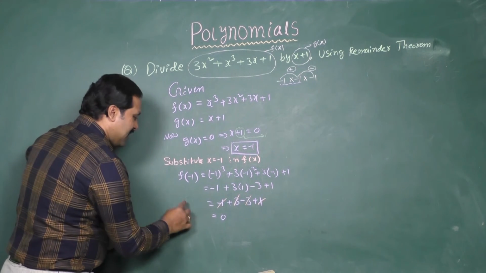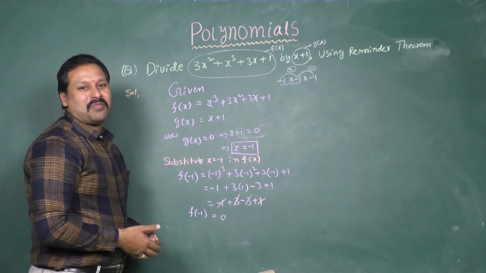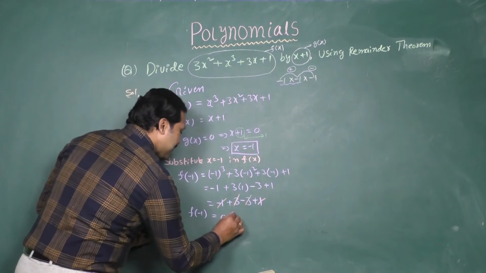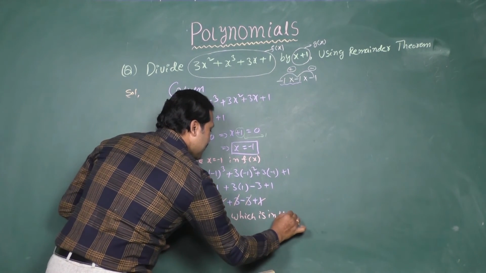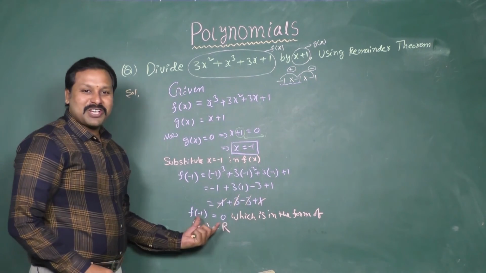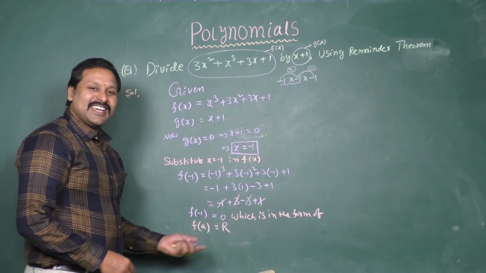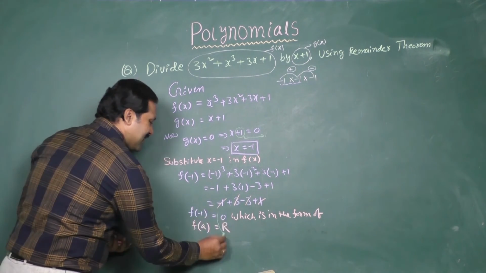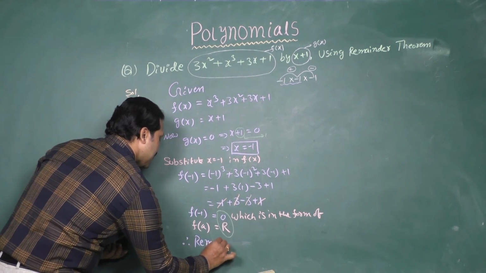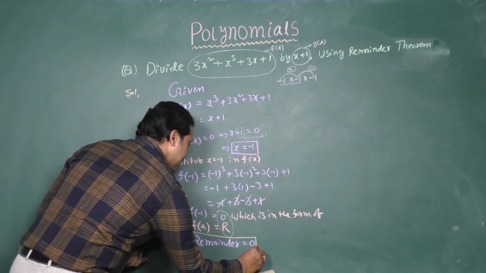On the left hand side, we have f of minus 1, which is in the form of f of a equal to r, according to the remainder theorem. So what is the remainder here? 0. Therefore, remainder equal to 0.